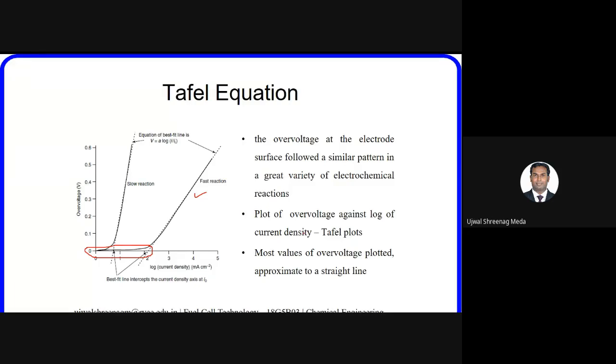Okay, now the overvoltage at the electrode surface followed a similar pattern in a great variety of electrochemical reactions. This is a plot of activation overvoltage against log of current density, which is known as Tafel plots. And most values of overvoltage approximate to a straight line. These are some of the observations with respect to Tafel plots.